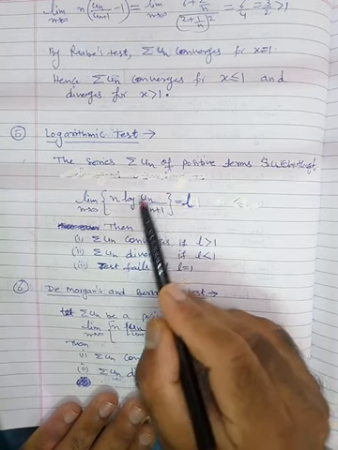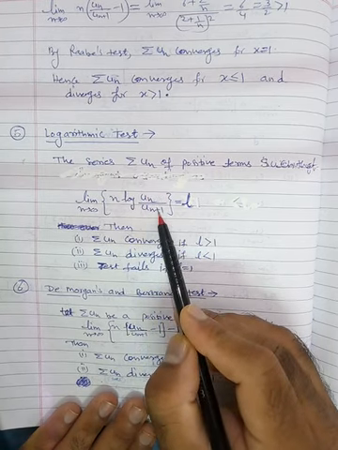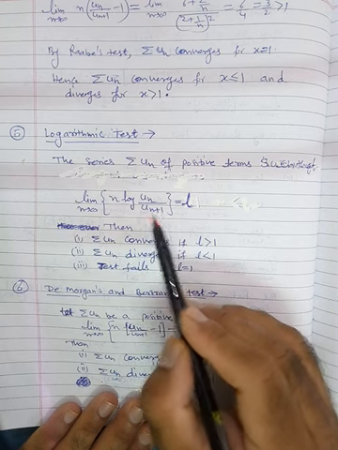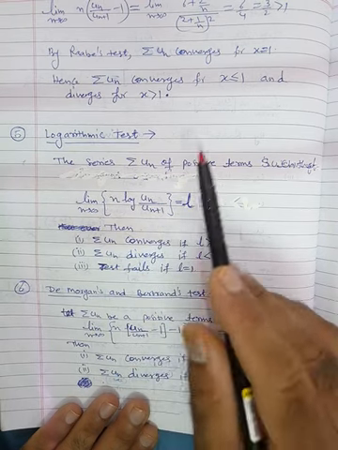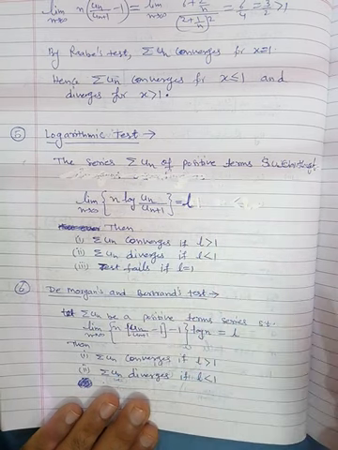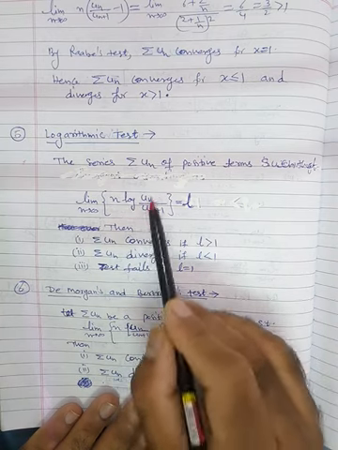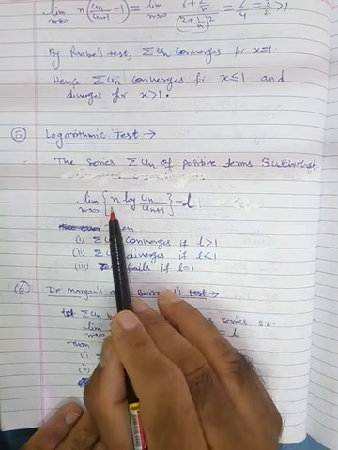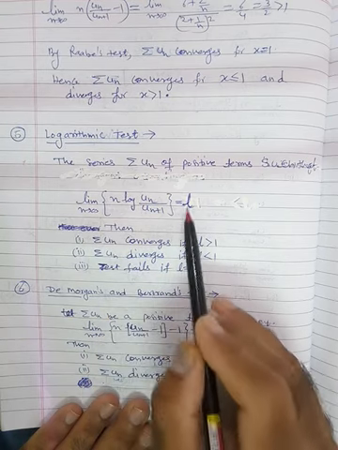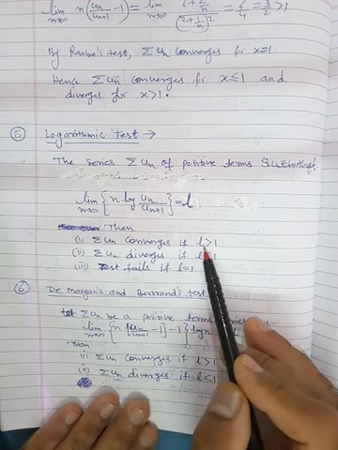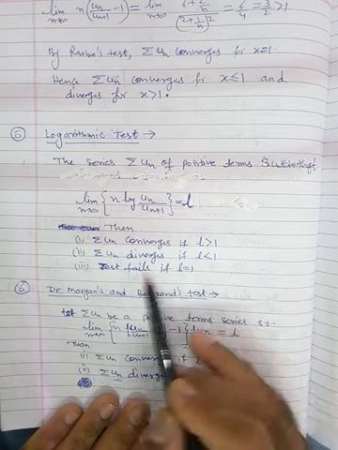So if the ratio test fails, and un by un plus 1 is of the form of some power of n, then generally we apply the logarithmic test. So just take the logarithm of un by un plus 1 and then multiply by n. If this limit is L, then based on the value of L, the series either converges, diverges, or the test fails.